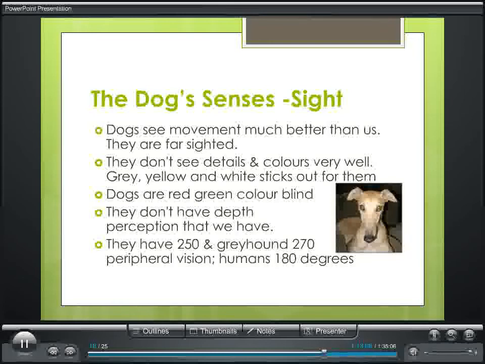Humans, it's pretty much a straight line. If you put your hands out to your shoulders and you go at about 180 degrees from your eyes, you're going to see your hands. But as you start to move them back farther, you're going to find that very quickly you're not going to be able to see your hands anymore. Well, an average dog has about 250 degrees of peripheral vision. A Greyhound, even more, 270.